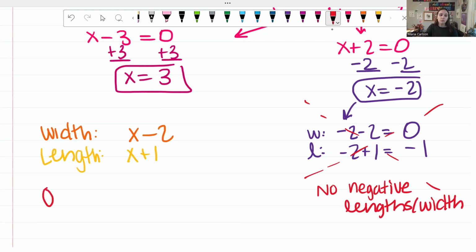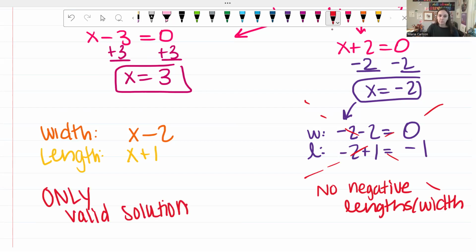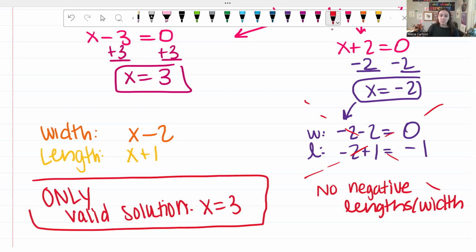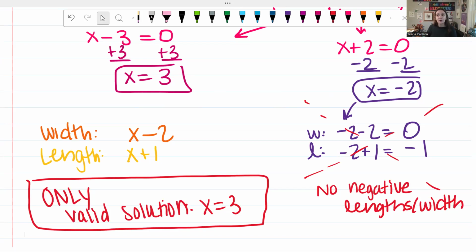So the only valid solution to this problem is that x is equal to 3. So oftentimes in your real world problems, you will just need to consider the positive. Not always. Money can be negative, depth can be negative, but in this situation, you can't have negative length. You can't have a length of 0, that's nothing. So the positive solution makes sense here. Please let me know what questions you have.